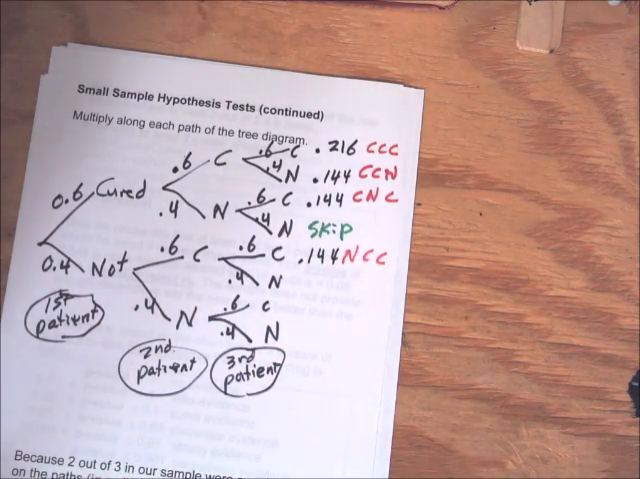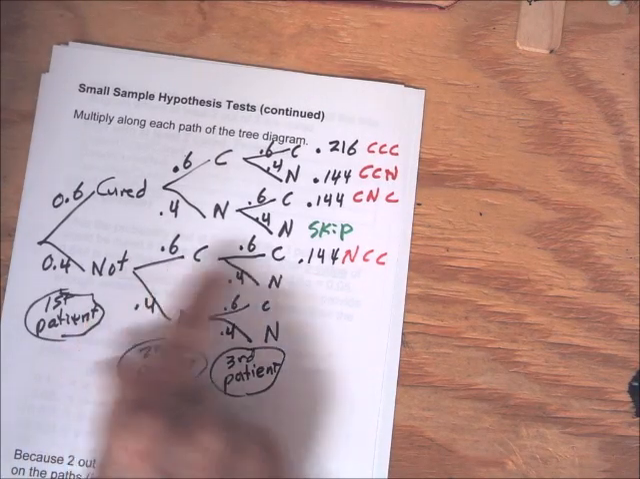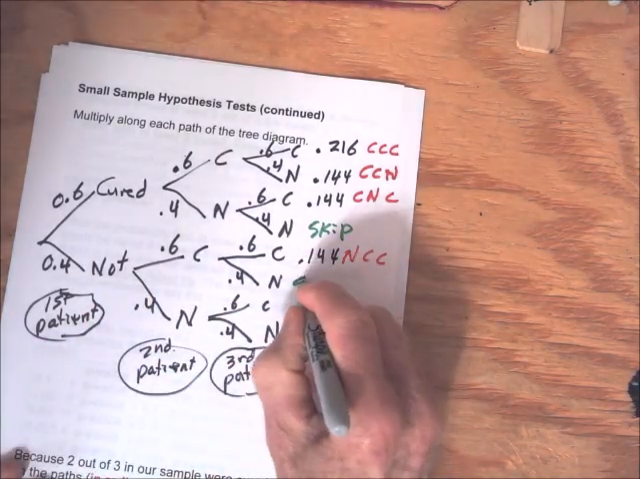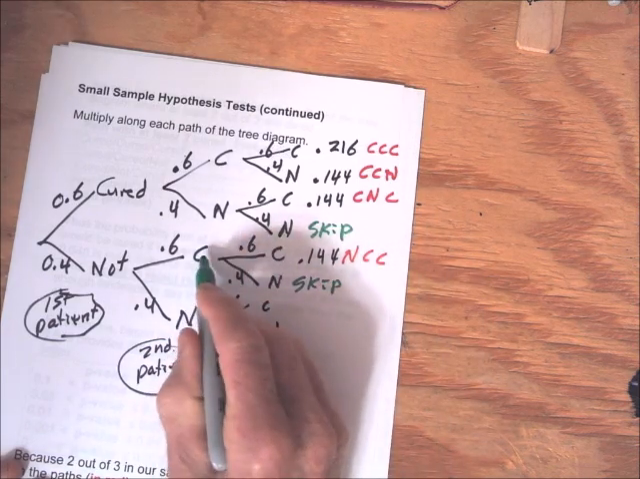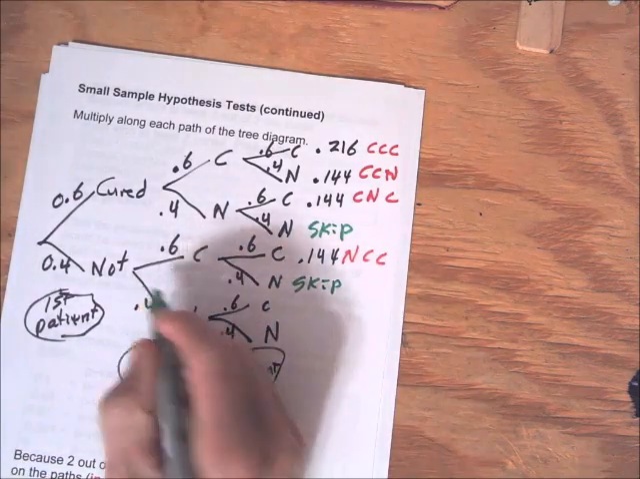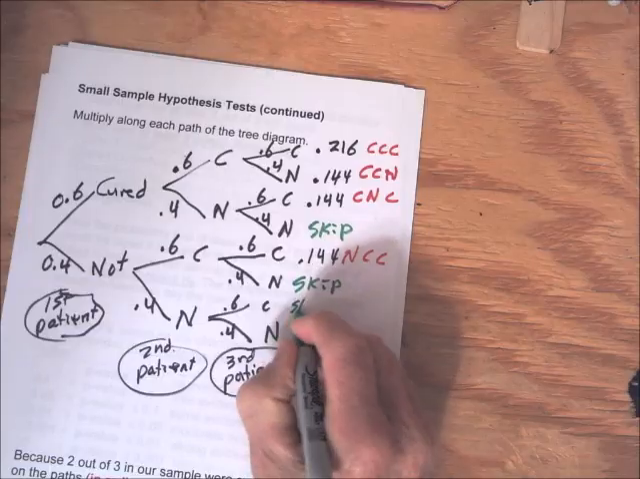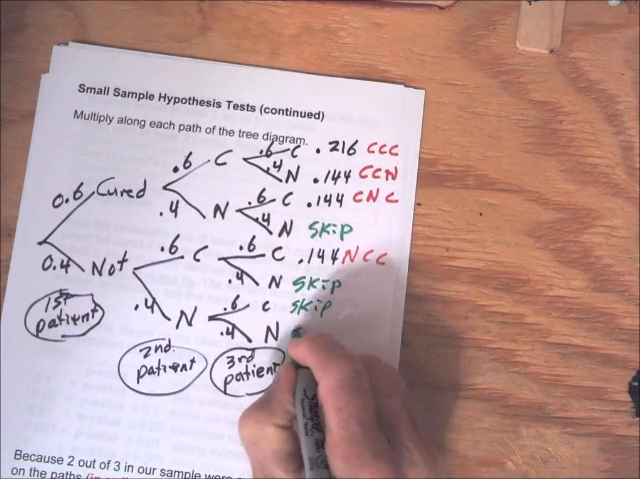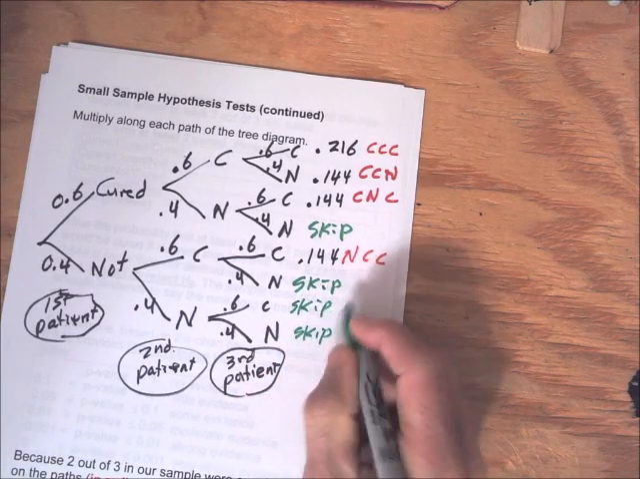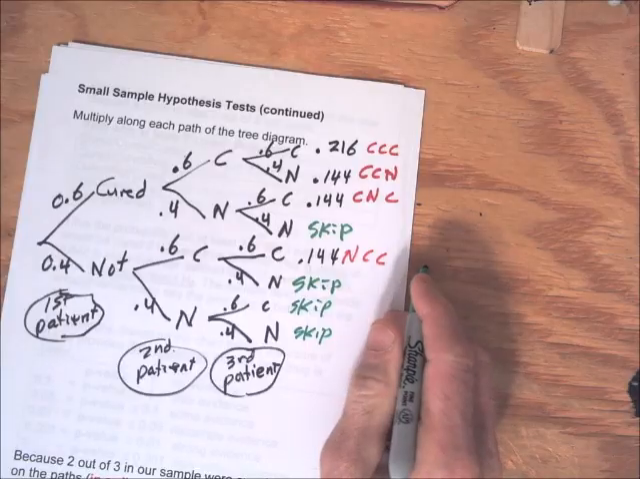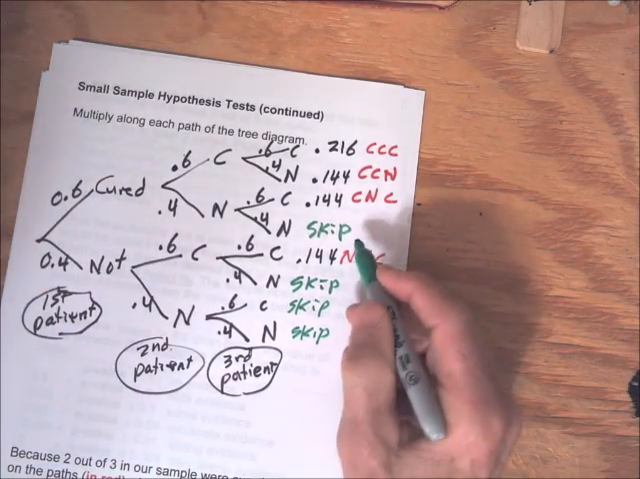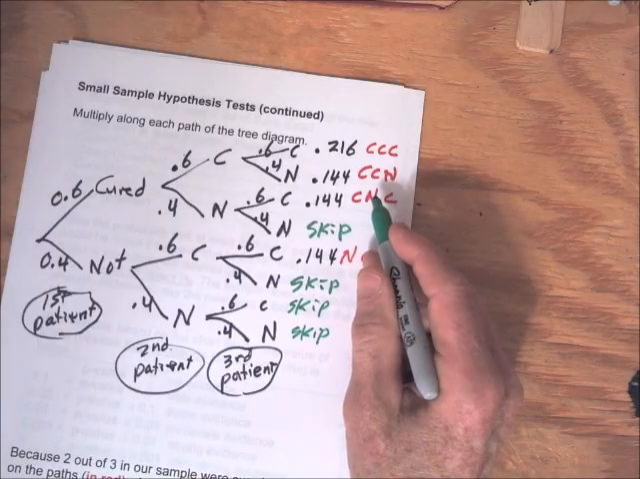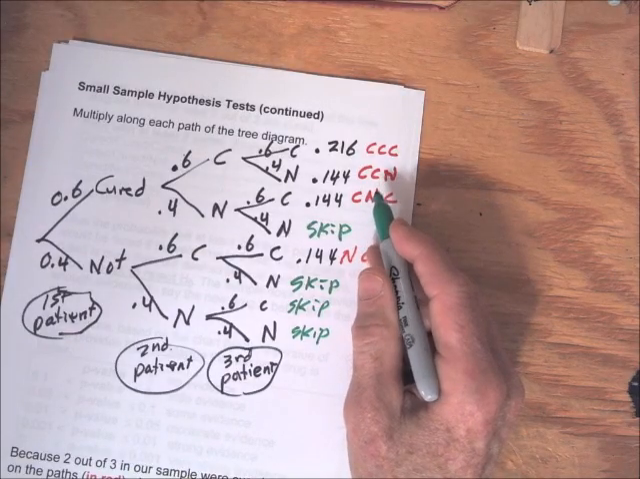We have not cured, cured, and then not cured again. We can skip that path because there's only 1 cured. Not, and cured we can skip, and the bottom path, nobody was cured. So we only want the paths where at least 2 of the 3 were cured.